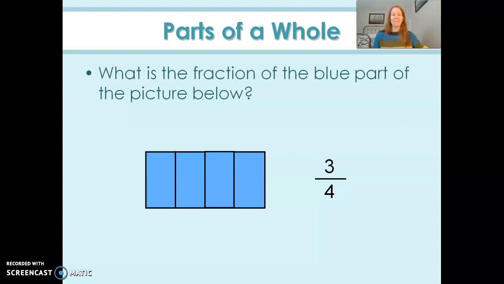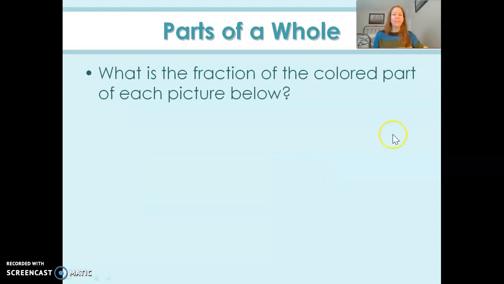Oh, what about this? There's 2 answers for this. You can say 1, 2, 3, 4, that there is 4/4 because they're all taken, but you can also say that this is a whole, that the whole part is taken up. So you can call it a whole or 4/4. There we go. What is the fraction of the colored part of each picture below?